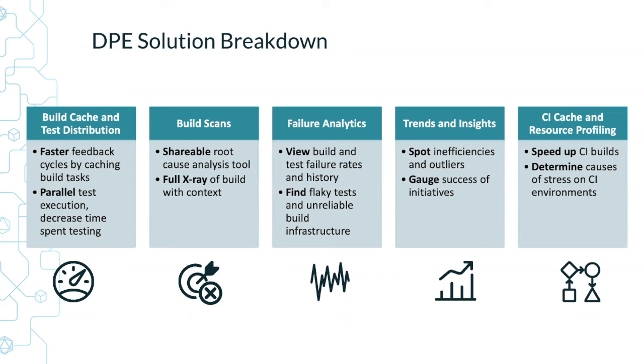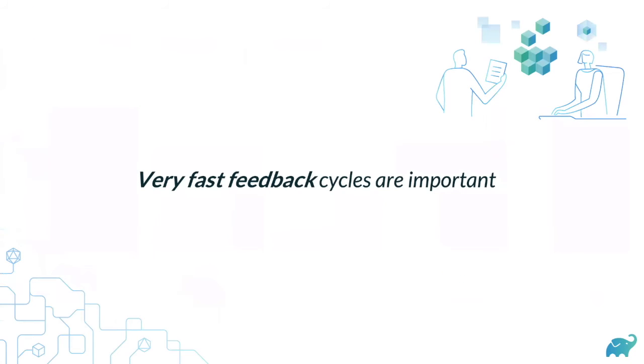Build scans, we already talked about that. A full x-ray of the build with context. It's a really good way of thinking about it. Just an x-ray of the whole build. Failure analytics, being able to view build and test failure rates and things like that, being able to find flaky tests easily. Trending and insights, again, so important to have this data up there and visible. And then CI cache and resource profiling. Okay, so that's an overview of what we focus on in DPE.